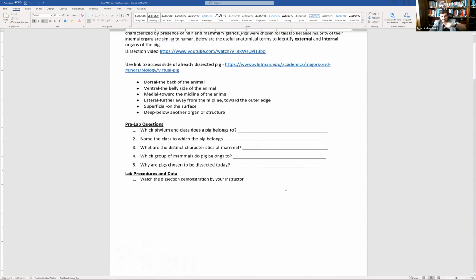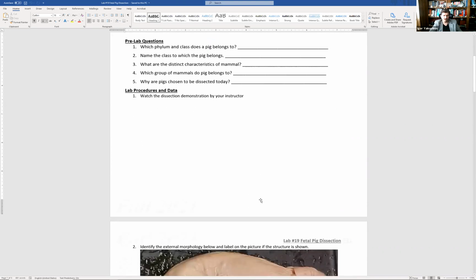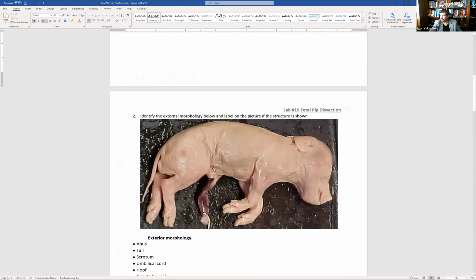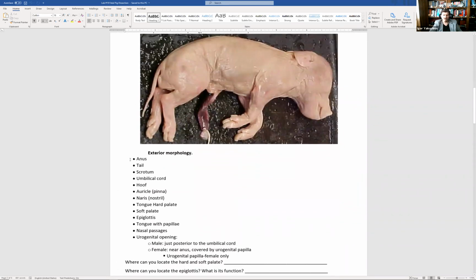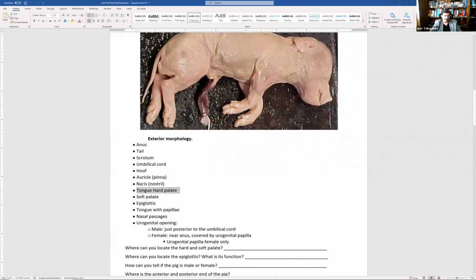Watch the dissection again. You're looking at the dissection video, and then you're identifying the external anatomy, the external morphology. All of them need to be labeled, right? You will not be able to find the tongue and the hard palate. They have to be in the mouth, and of course the hard palate is the roof of the mouth, and the soft palate is at the back. But the nares or nostrils, you should be able to see, the auricle, pinna, basically the ear, the opening of the ear, and hooves, and you can see that they are even-hooved creatures, right?